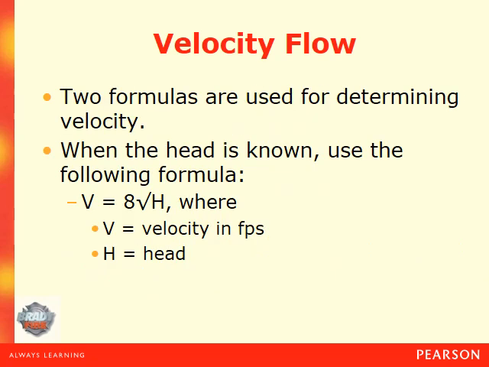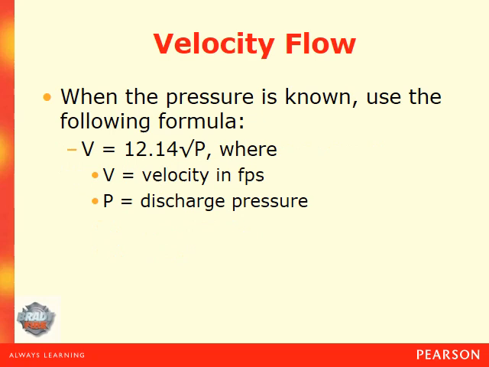Two formulas are used for determining velocity when the head is known. And again, the head is going to be the pressure coming out at the end of the nozzle. So velocity equals 8 times the square root of h. So V equals 8 times the square root of h. When the pressure is known, you're going to use the following formula. Velocity equals 12.14 times the square root of discharge pressure.